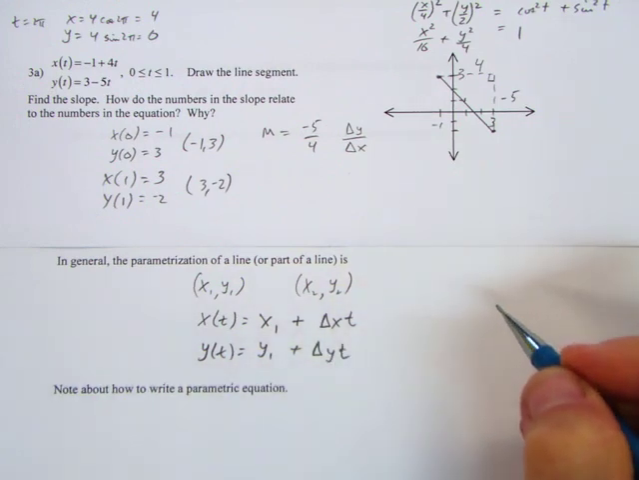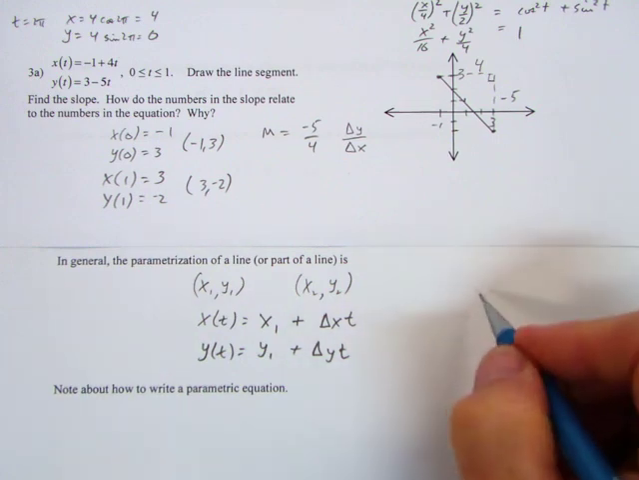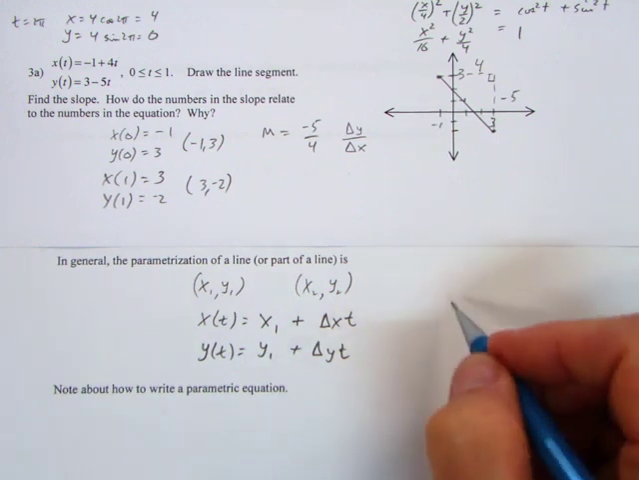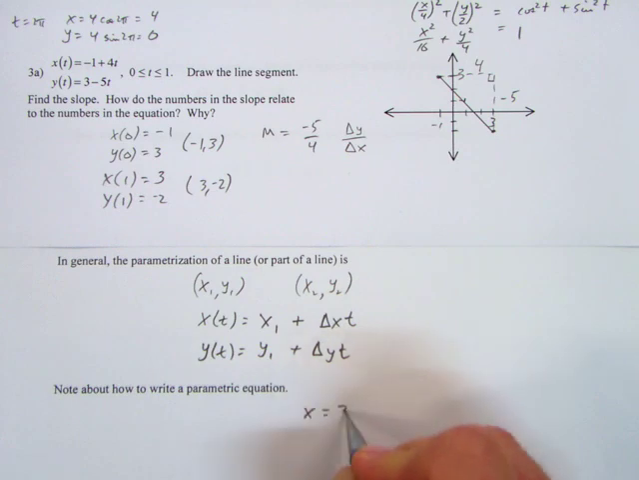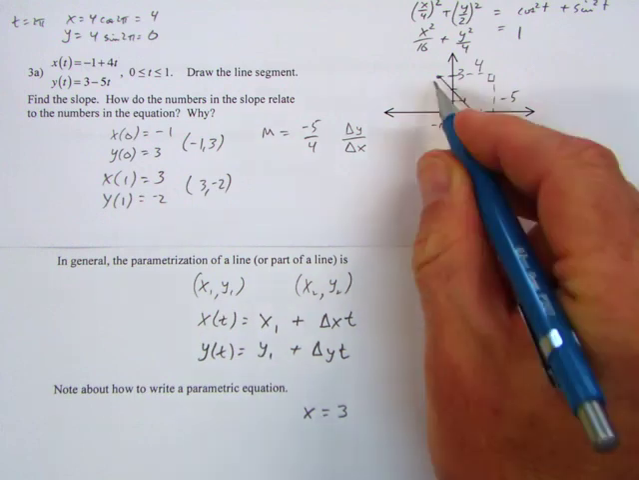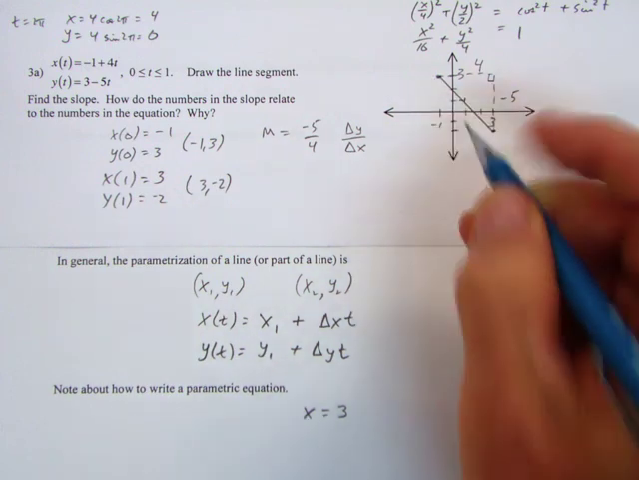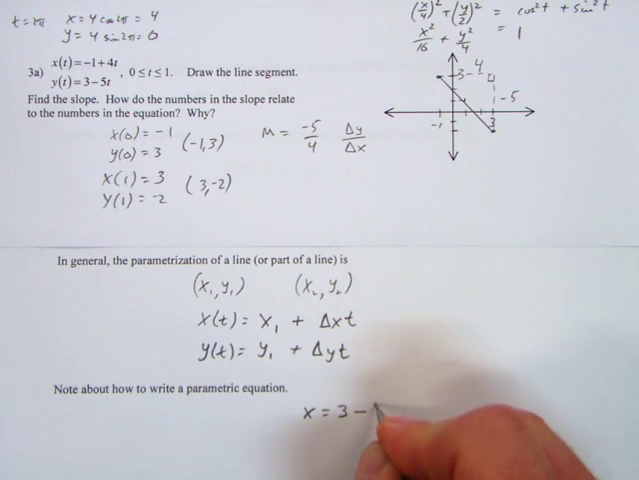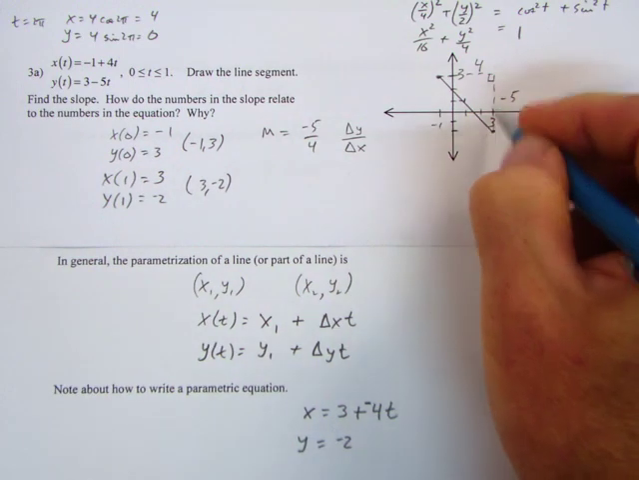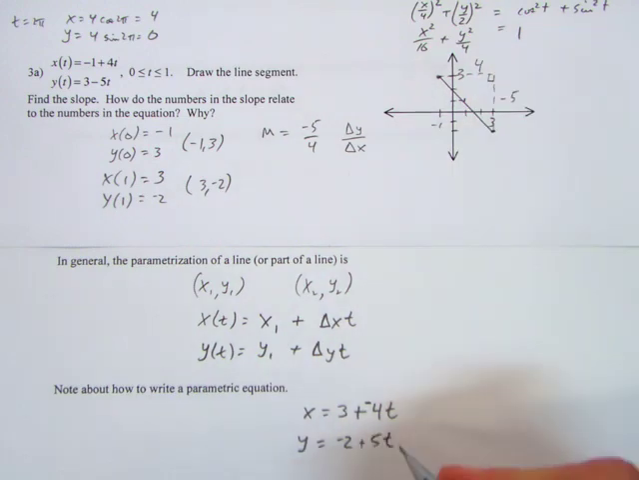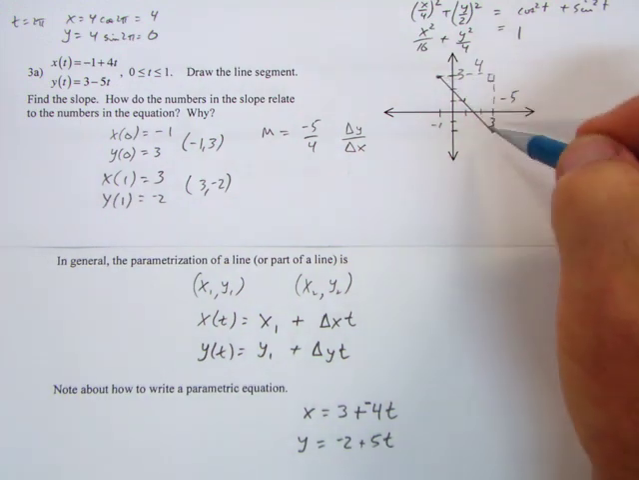Now we could have set the line up in another way. We could have started with the other values. We could have set x equals 3, but if we started at this point, in order to get to the other point, we're going to be going in the left direction, so that delta x would now be negative 4, let me just say plus negative 4t, and the y would be starting at negative 2, and this time we're going up, so that would be plus 5t. So you can write the parametric equations in multiple different ways.